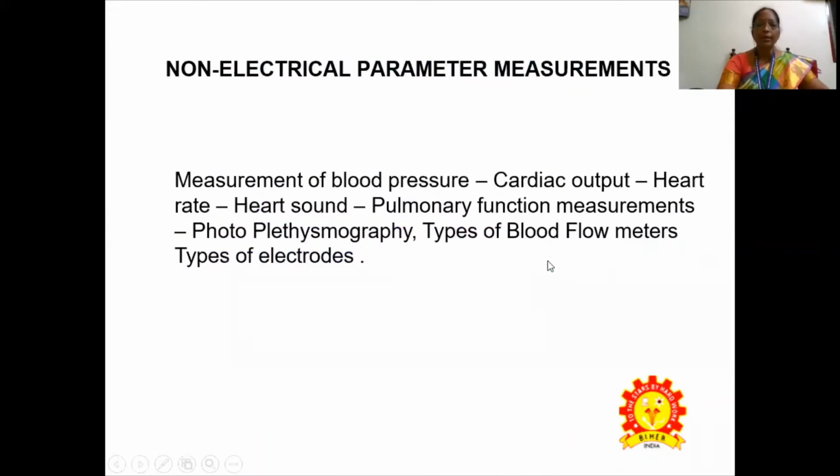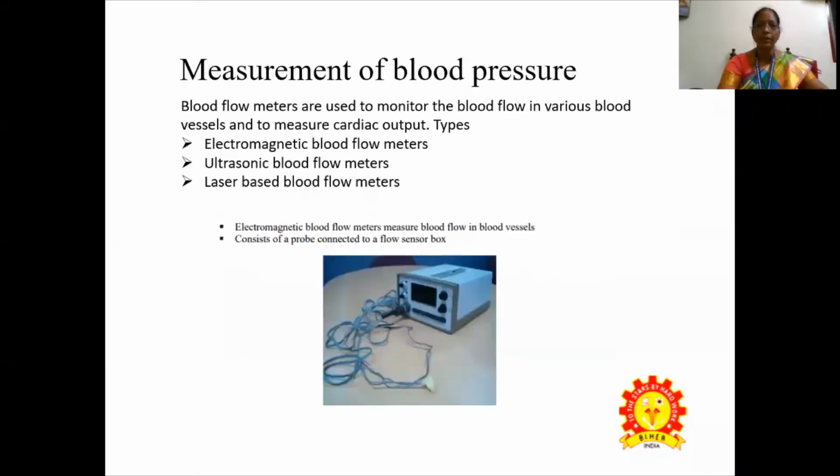The topics are measurement of blood pressure, cardiac output, heart rate, heart sound, pulmonary function measurements, photoplethysmography, types of blood flow meters, and types of electrodes.